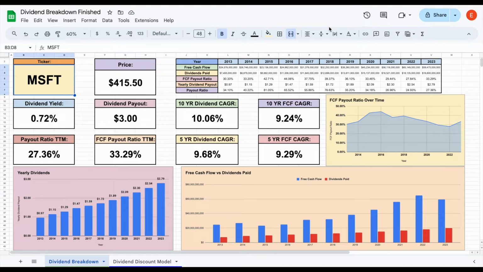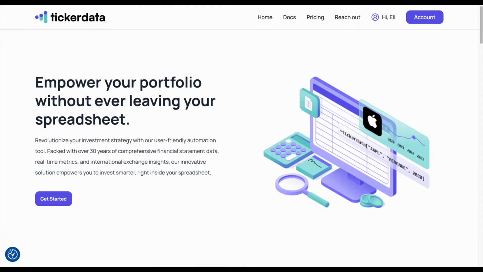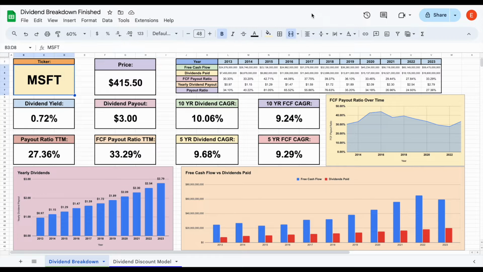I just built one of the most powerful dividend analyzer tools out there, and I was able to do it with the power of ticker data. And ticker data is a spreadsheet integration tool that automatically allows you to pull stock data straight into your spreadsheet.